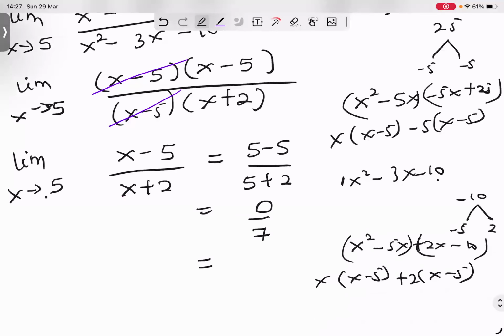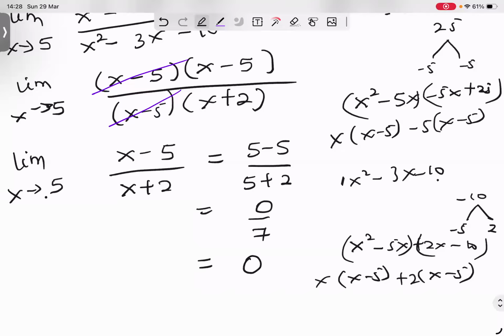What is 0 over 7? Zero. Some say undefined. No, it's 0. It's zero.